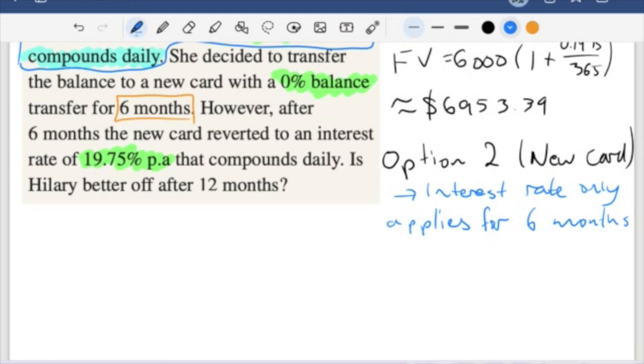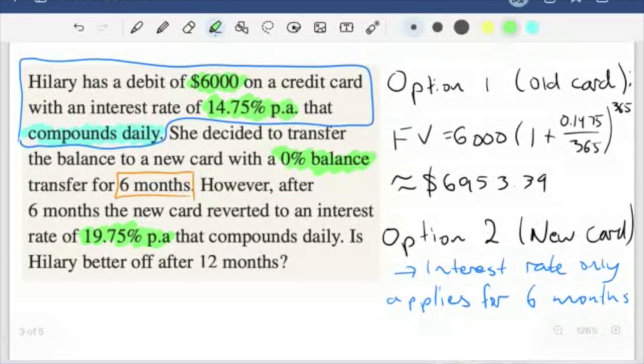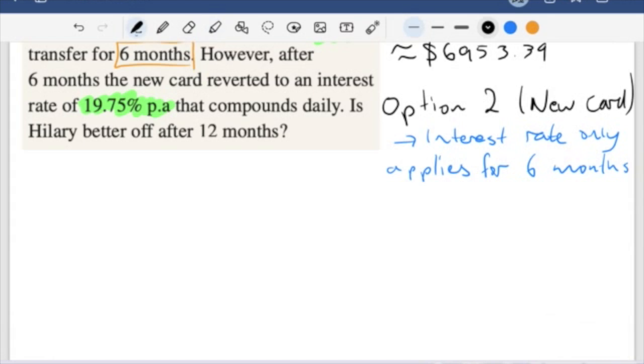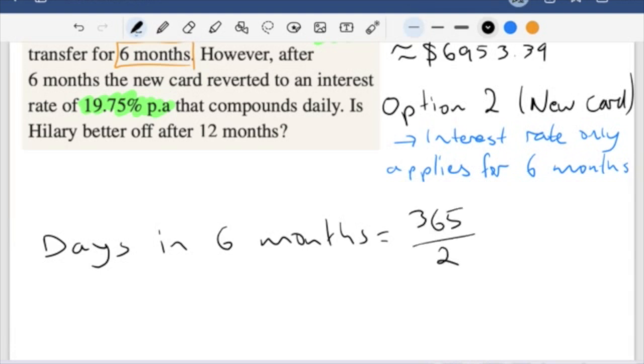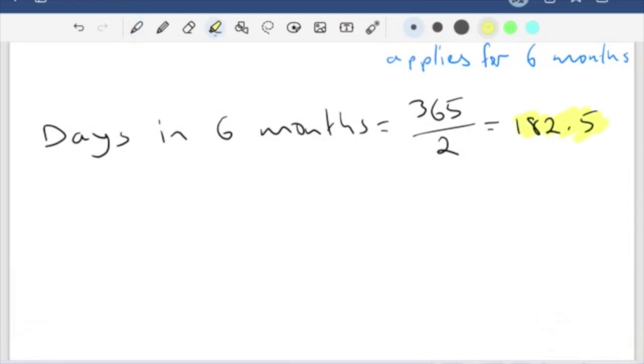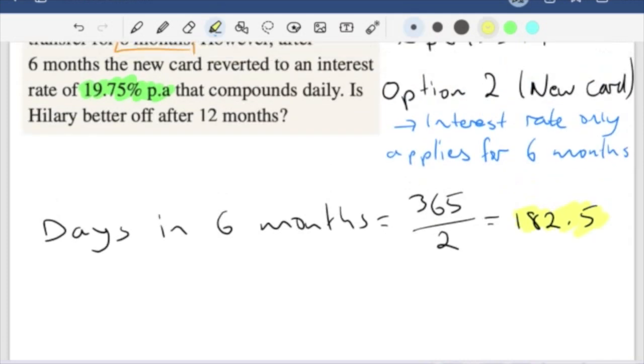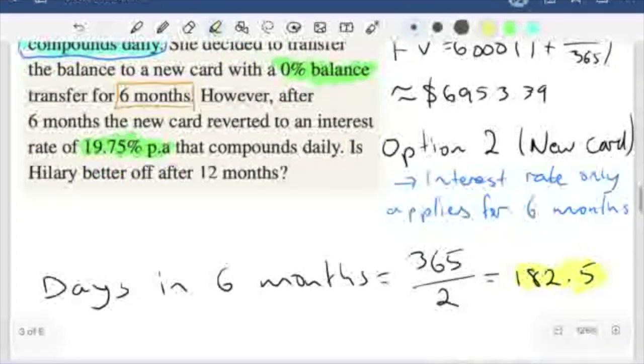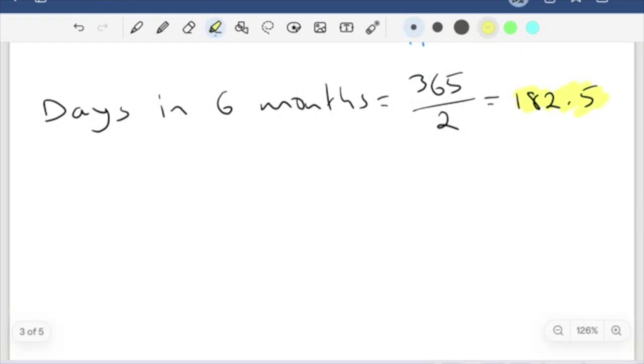Okay, so that means that I only have 6 months of this interest compounding. Now, we're going to think about this in terms of days, because as you remember in the previous section, my power here was 365 because there are 365 days in a year. That means the days in 6 months is 365 days in a year divided by 2, because 6 months is half of a year. And that gives me 182.5 days. So this is the amount of days that my interest is being charged on. The principal is going to remain the same, just $6,000 for the first 6 months. The next 6 months, that's when we start compounding. So this number, 182.5, becomes my power.